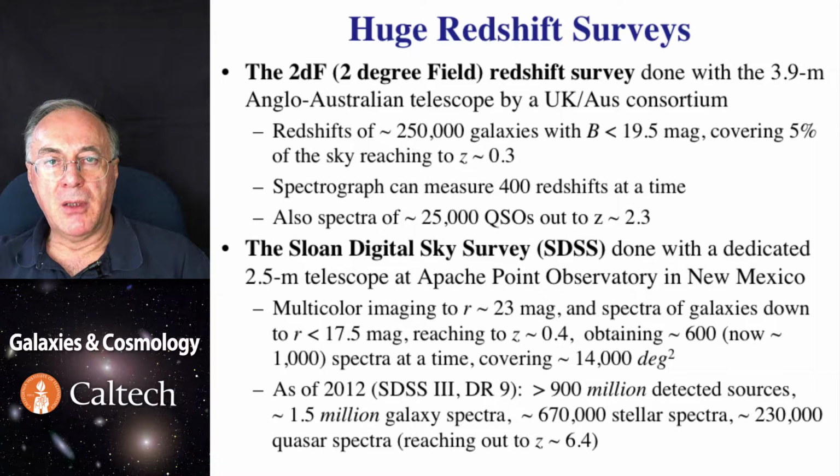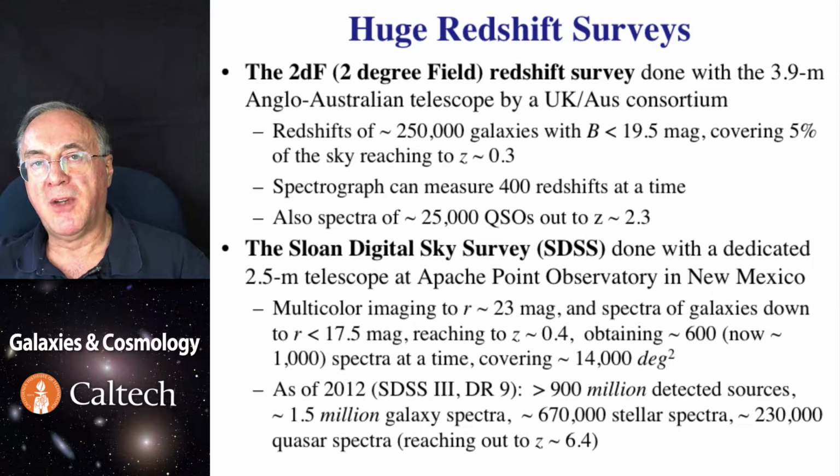At the same time, and continuing beyond, was the Sloan Digital Sky Survey. They used a 2.5-meter telescope in New Mexico at Apache Point Observatory, and they did both an imaging survey and a spectroscopic survey. They did imaging of large areas in the sky first, selected galaxies, then used multi-fiber spectrographs to obtain redshifts of galaxies as well as quasars and so on.